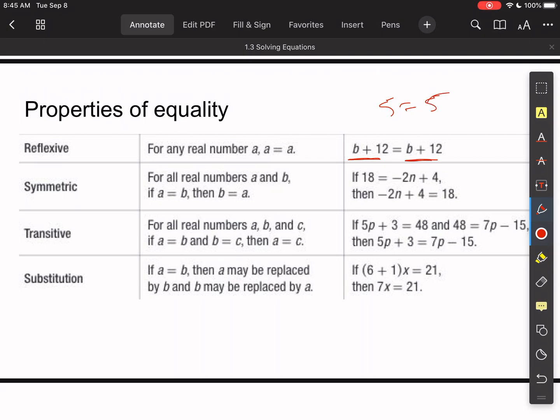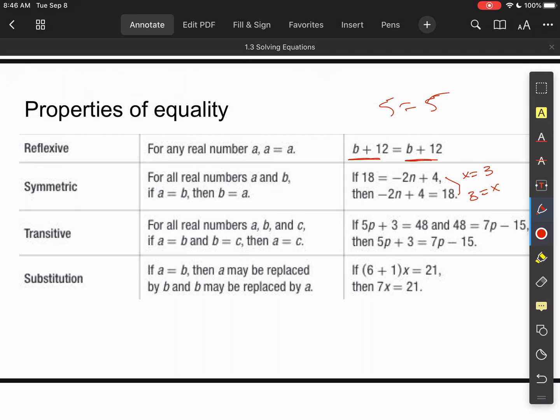Then the symmetric property says that if I have different things, okay, so say I had something like, there's this example that they give you here, but let's just make it even easier. What if I had like x equals 3? I can rewrite that as 3 equals x. That's symmetric, and I get the names of these mixed up from time to time. But yeah, symmetric. That would be symmetric.